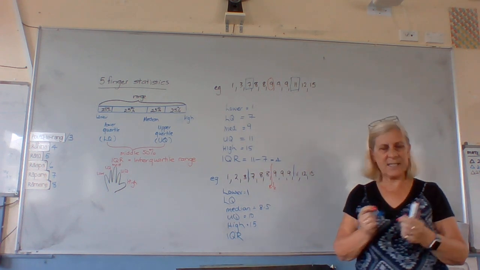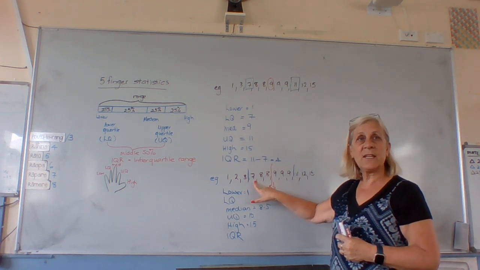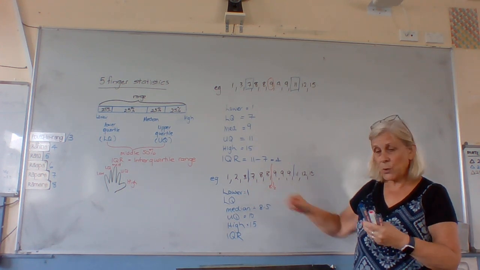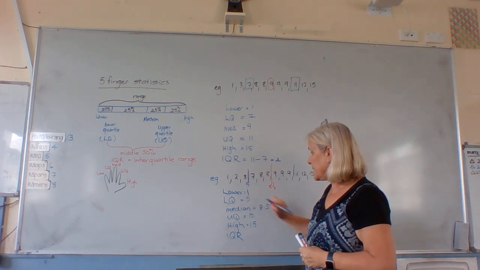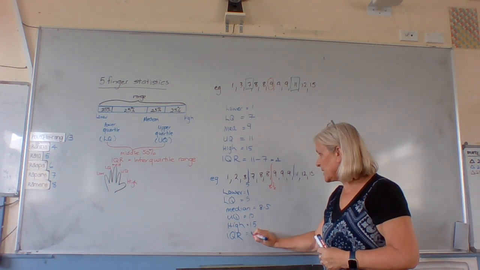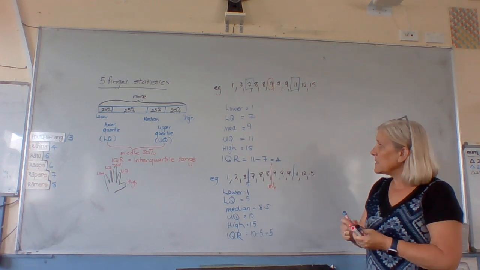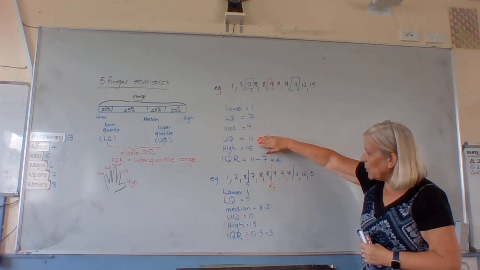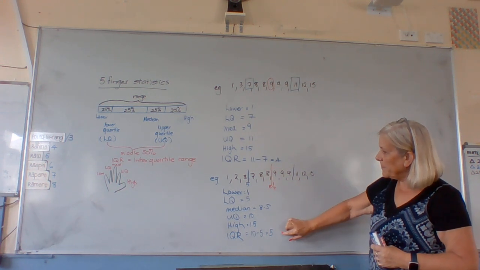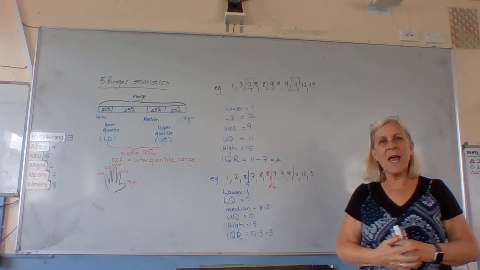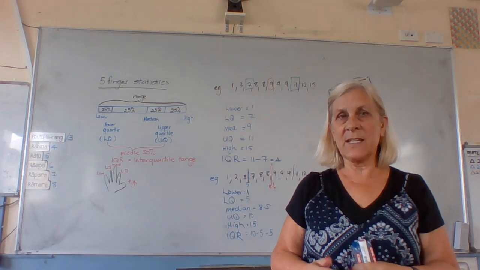This one is not as easy to find. So what we do is we add them up. 3 and 7 is 10, and we divide by 2 is 5. So the interquartile range is 10 minus 5 equals 5. So what changed? The upper quartile changed, the lower quartile changed, the median changed, all because we added one number. But that is the way we find our 5-finger statistics.